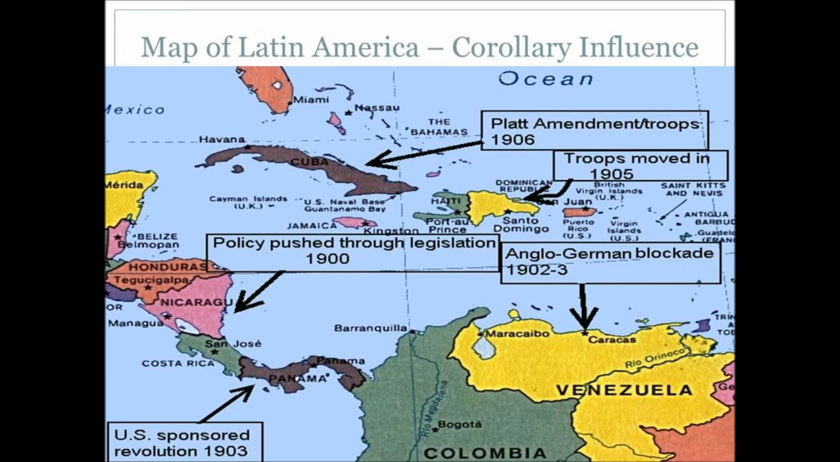Here's a map of Latin America that looks at the Roosevelt Corollary's influence, all right? And we see we have Nicaragua, we have Cuba, Santo Domingo, Dominican Republic. We have parts of Venezuela, Panama, and we're going to talk about Panama a little bit more in a second. But really, this is Latin America right here, and this is where the United States really had their influence. All right, and they wanted to ensure that Europe was not involved in this.